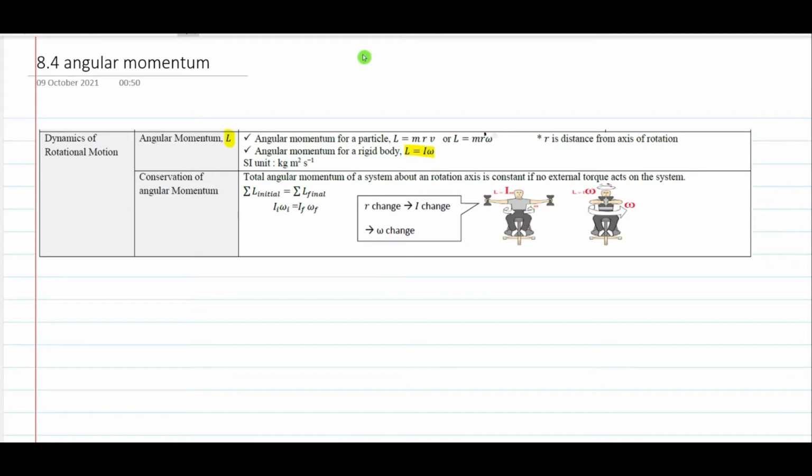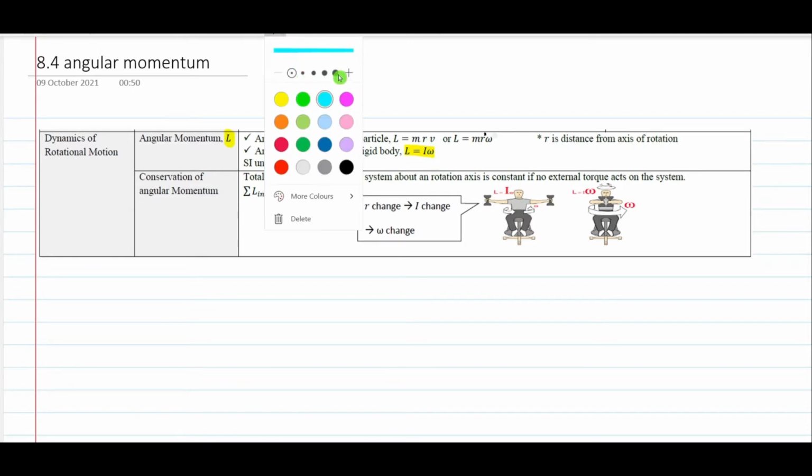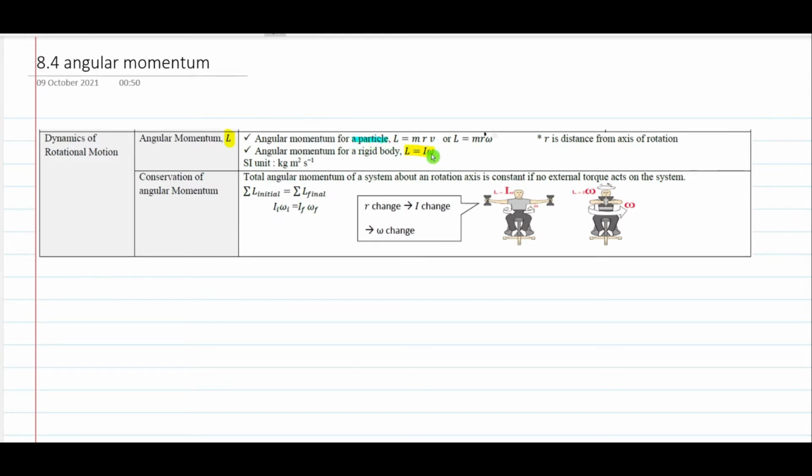For a particle, we can also calculate the angular momentum, where the equation is L equal to mrv. As we know, the equation of v related to the angular velocity is v equal to r omega. So when we substitute, L is equal to mr, where v is equal to r omega, so L is equal to mr squared omega. The unit of angular momentum is kg meter squared per second.